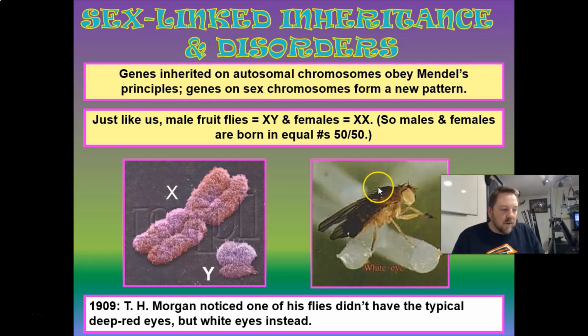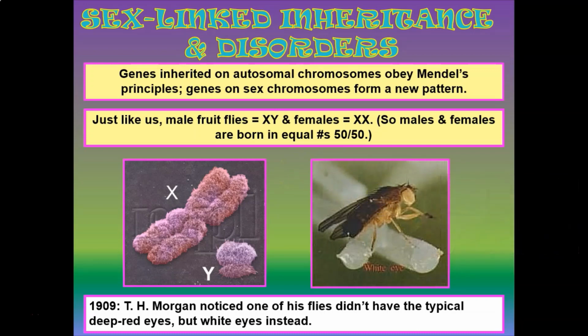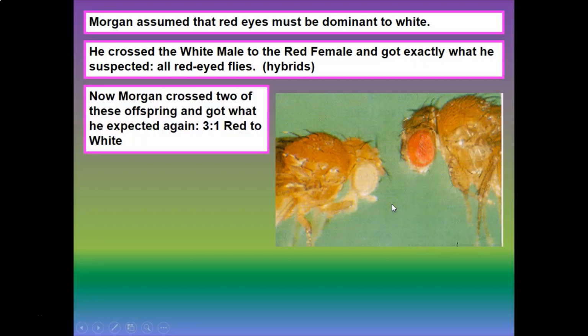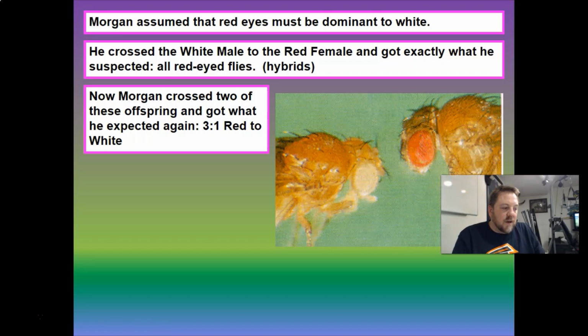So what's going on here? Well, Thomas Hunt Morgan was a geneticist. He got excited. He's like, oh, good, let me do some crosses and figure out what's going on here with the fly. So he basically assumed that red eyes must be dominant to white. That makes sense. And then he crossed a white male to a red-eyed female and got exactly what he suspected, all red-eyed flies. Just like Gregor Mendel, right? A 3-to-1 ratio. So far, there's nothing really crazy here.